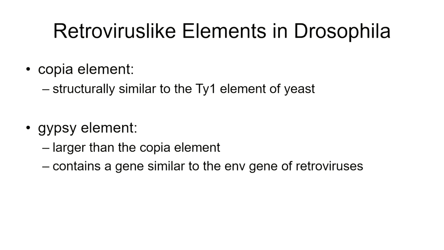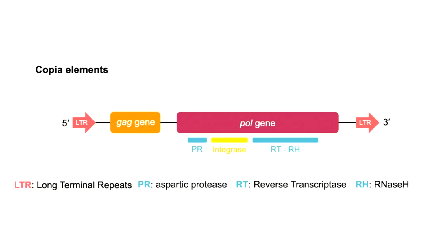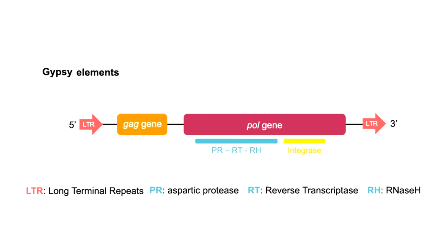Now some other retrovirus-like elements have also been found in Drosophila, and one of the first that was identified is called the copia element. The copia element is structurally similar to the TY1 element of yeast. There is another retrovirus-like element in Drosophila known as the gypsy element. This gypsy element is a little larger than the copia element, and it also contains another gene which is similar to the ENV gene of the retroviruses.